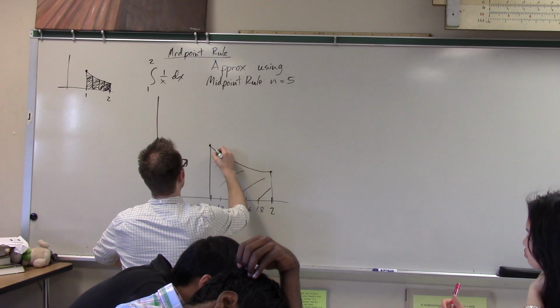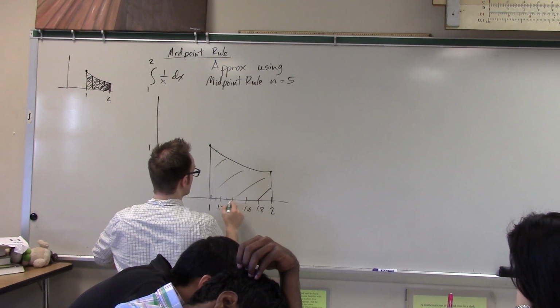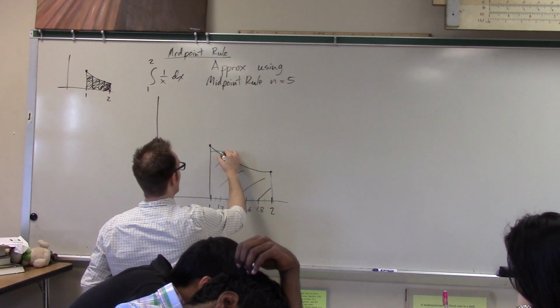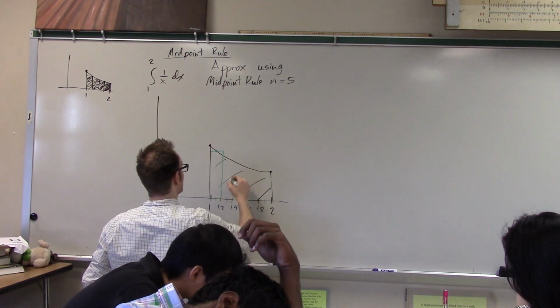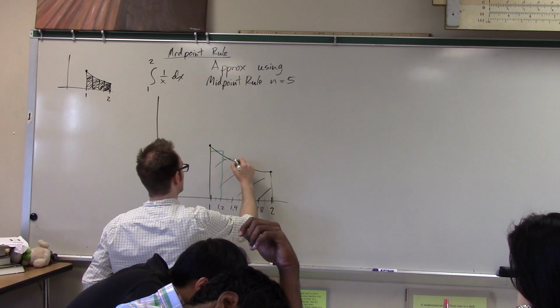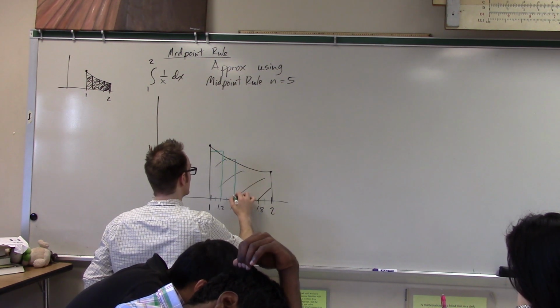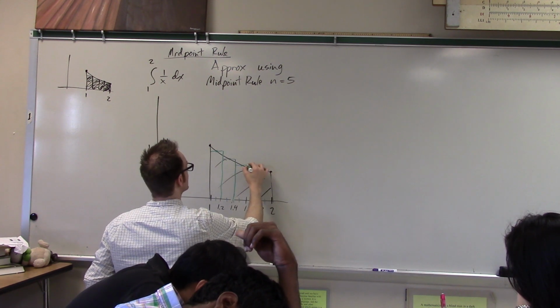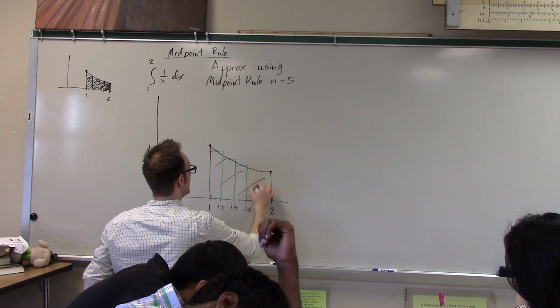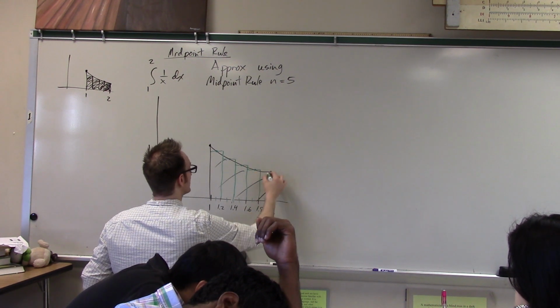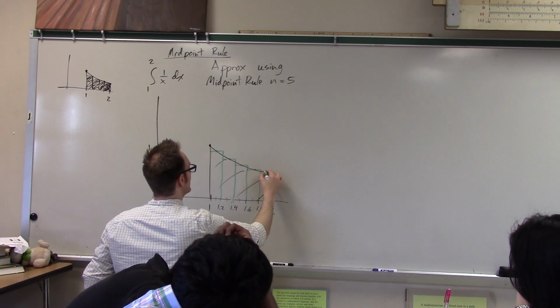Because if I take the midpoint of each one of these subintervals, it's kind of a mix of Riemann sums, but it's really its own thing. It goes above and below. At least for this particular case, it does go above and below. Well, it cancels out. Exactly.